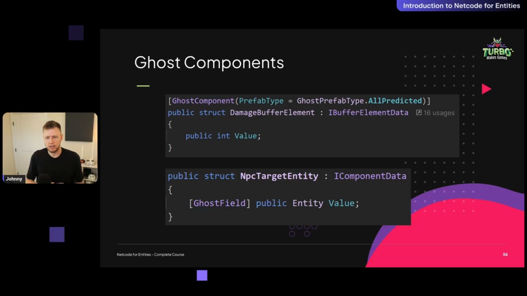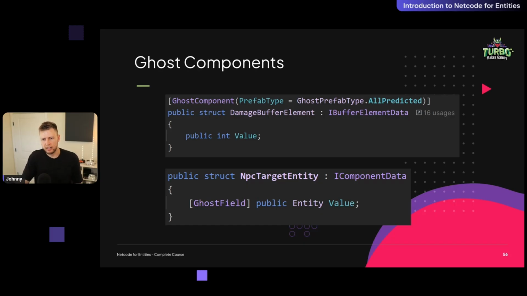The way that I've set up this little combat system is that we have these damage buffer elements, and if something gets damaged in a particular frame, then we add to this damage buffer. Towards the end of the frame, we accumulate all this damage in the damage buffer, and then use that to set the current health of an entity.